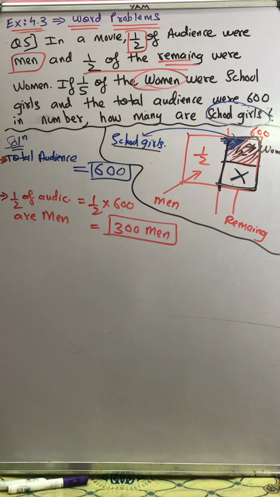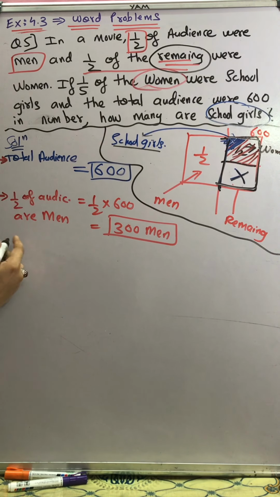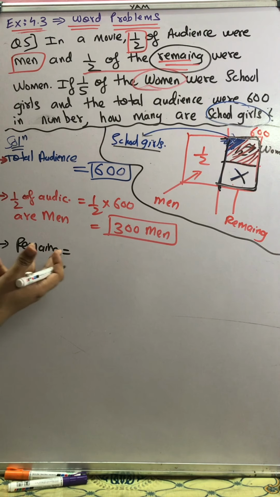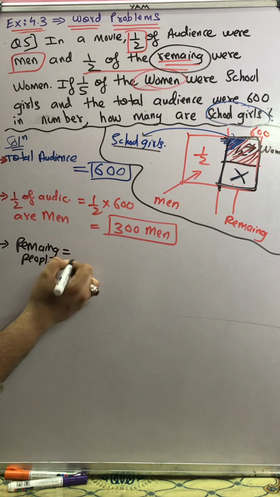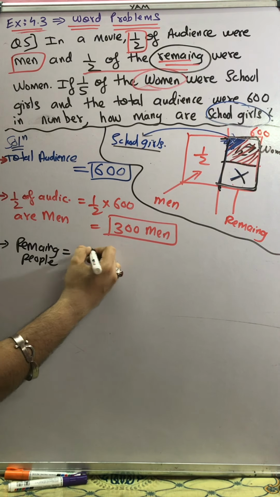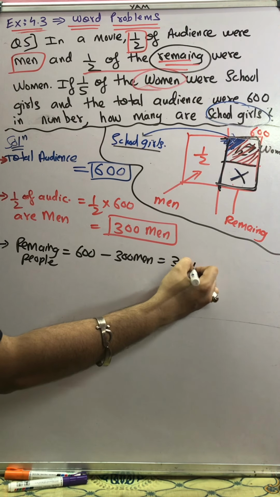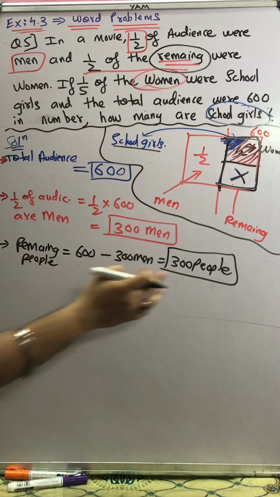Okay, now the next step. We are moving in sequence. Half of the remaining. So first we need to find how many people are remaining. Out of 600, 300 are men. So how many people are remaining? Remaining people are 600 minus 300 men, which is equal to 300 people. So remaining people are 300.